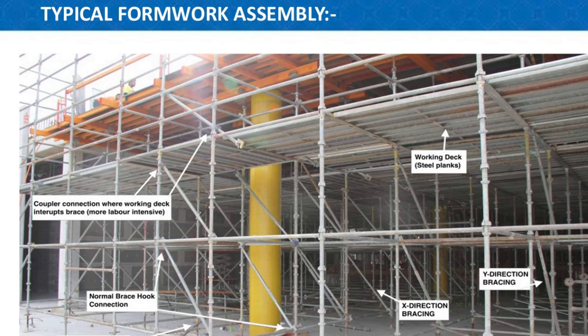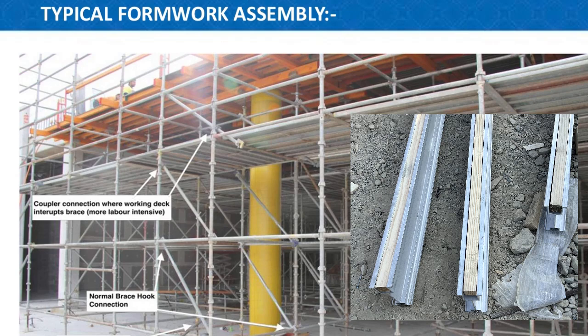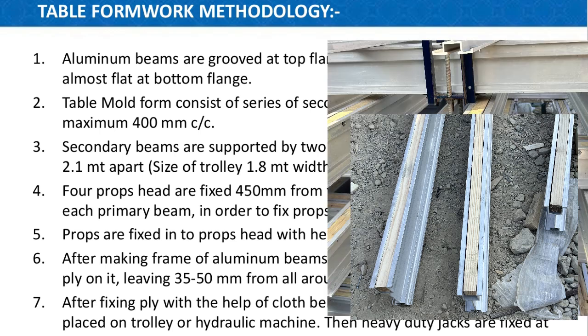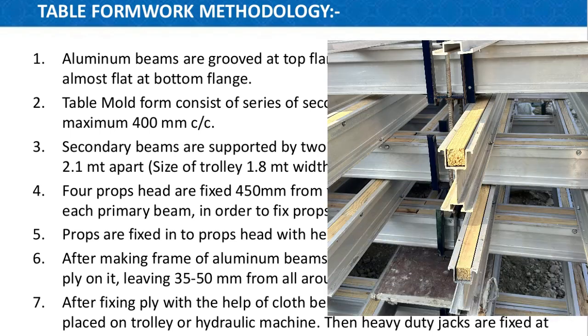So these are the typical formwork assembly, and you need to follow this whenever you are working on site. Next I will go for the formwork assembly, how to do the table formwork. You need to know the table formwork methodology, or how you will install the table formwork. First we need to do the aluminum beams. The aluminum beams are grouped. In the top flange, you need to fix the wooden batten. Why? In this wooden batten, you need to nail. Otherwise, you cannot fix the plywood.